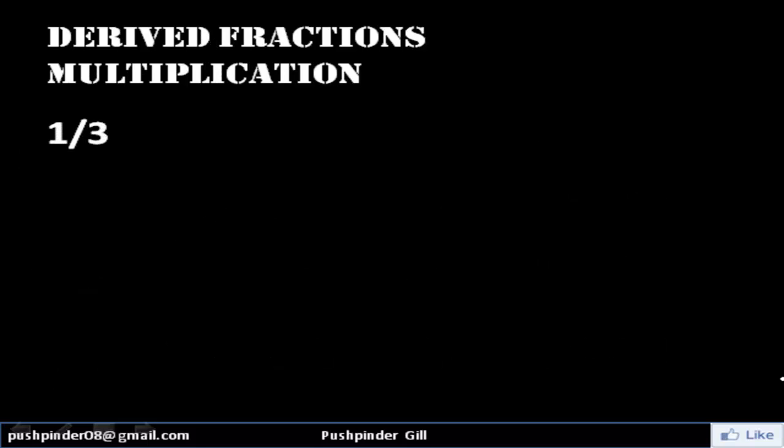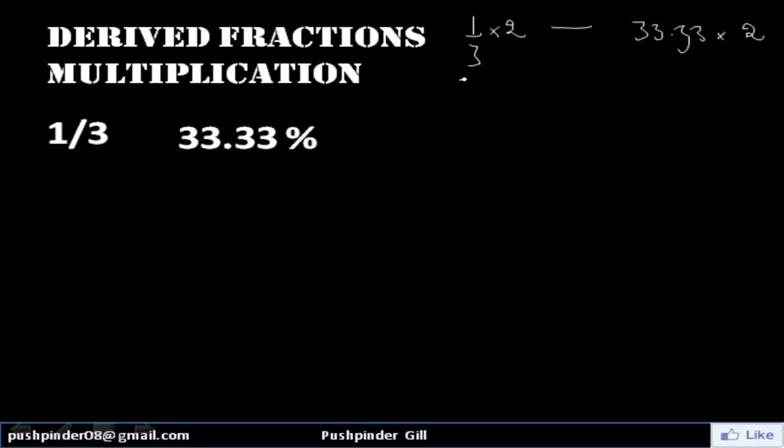So 1 by 3 is 33.33%, right? So let me just write it down. 1 by 3 is 33.33%. What happens if I multiply the fraction by 2? The percent will also get multiplied by 2. So that means 2 by 3 will be equivalent to 66.66%. Easy, right? So whenever you have to calculate 66.66% of anything, just say 2 by 3 of it, then you'll be able to calculate it easily.